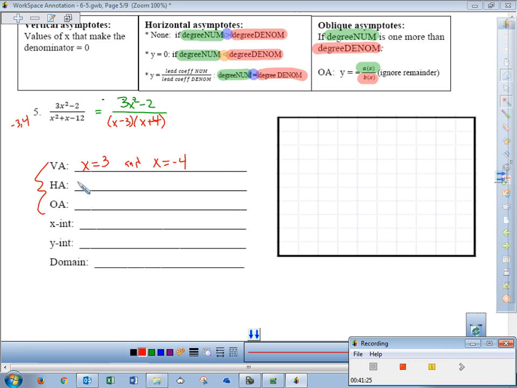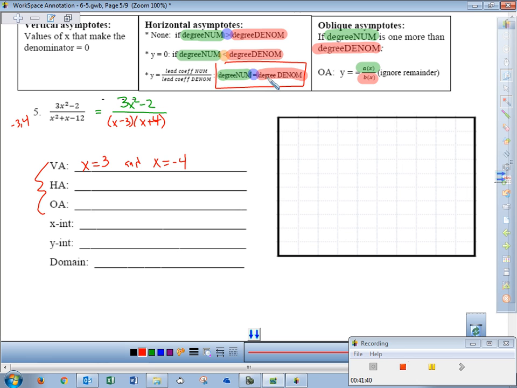Okay. Everybody cool with the vertical asymptotes? And I bet you realize what kind of asymptote we have next. Is it going to be horizontal or oblique? What kind of asymptote should I have? I should have a horizontal asymptote because would you agree that the degrees are equal to each other?